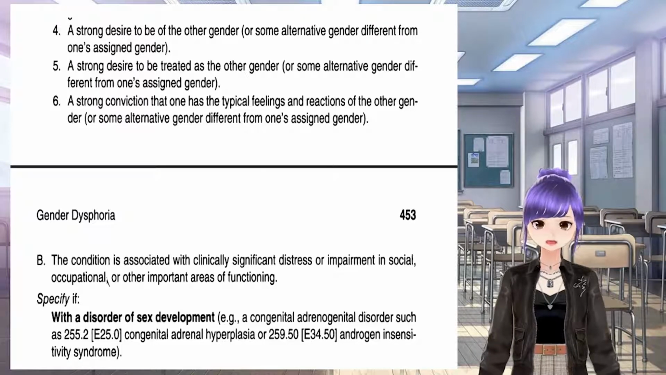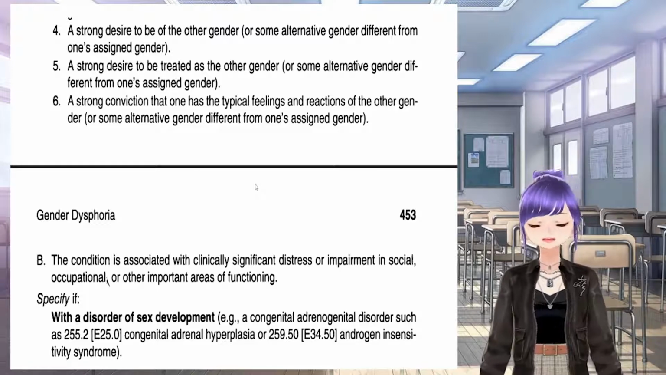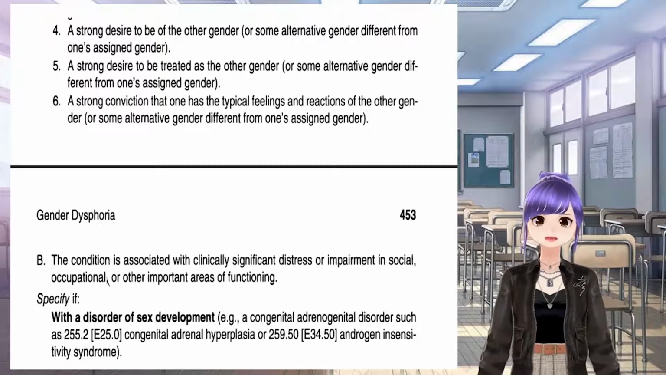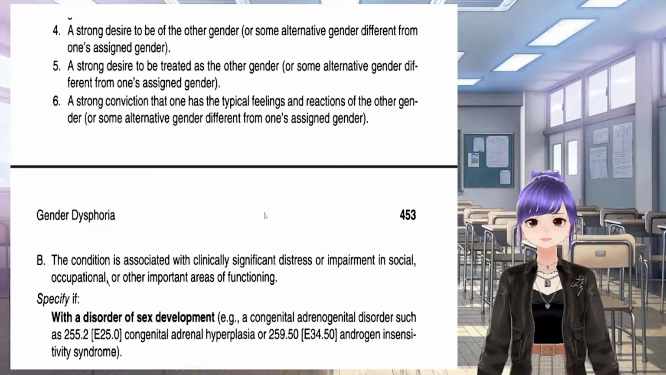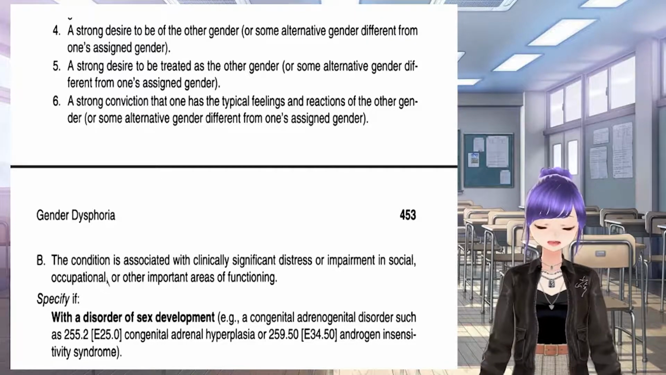So that's one of the reasons why gender dysphoria may not be abolished or will still be included in the next edition of the DSM, because we also consider people with disorder of sex development. There are biological reasons why they strongly feel that they are of the opposite gender, such as the congenital androgenital disorders, such as congenital adrenal hyperplasia and androgen insensitivity syndrome.